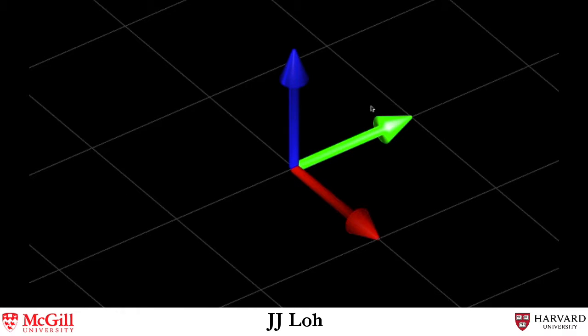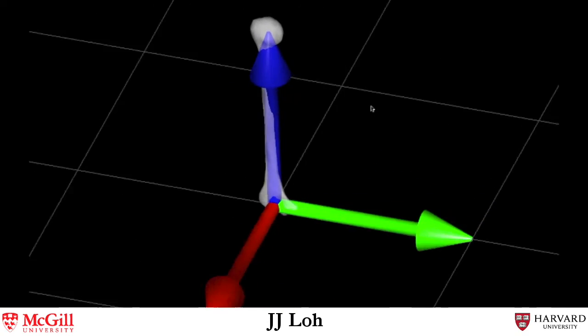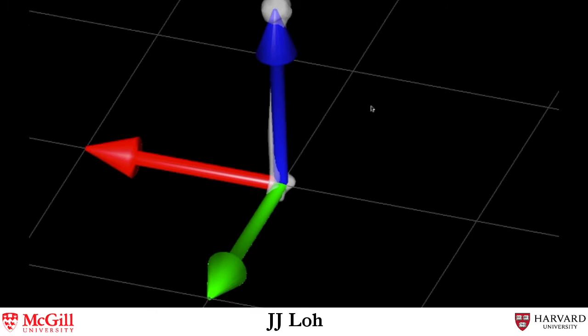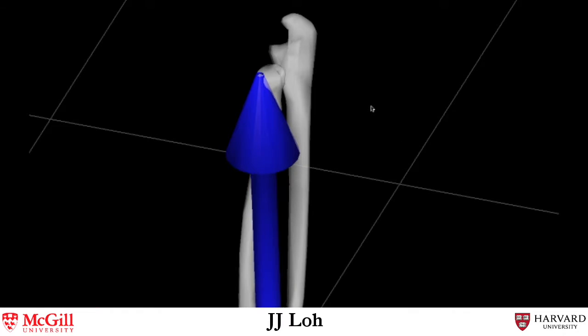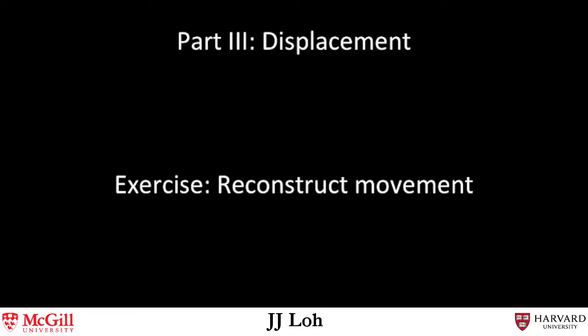Let's check the orientation of the humerus. The distal center is at 0, while the proximal joint center is at 0, 1. For the radius, it's the same too. The distal at 0, and the proximal at 0, 1.